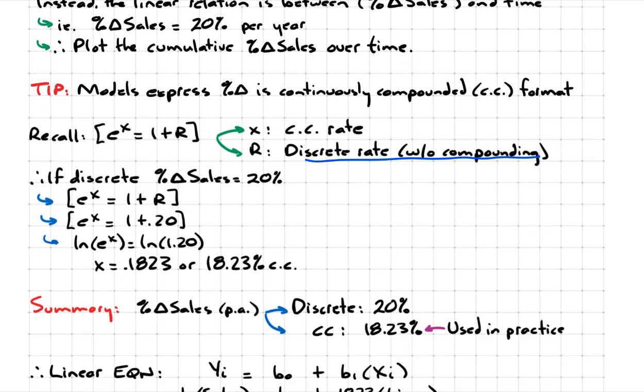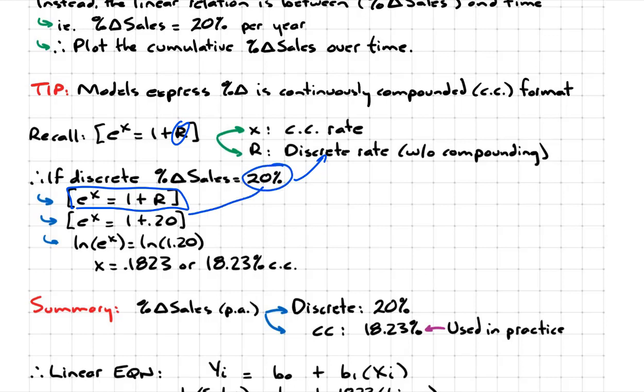So let's illustrate with an example. In our case, we were told that the percentage change in sales is 20% per year. So the default assumption is that this is discrete. So if it's continuous, they would actually have to come out and tell us it's continuous. So what we need to do is we need to convert from discrete over here to continuous. So there's that framework again. And so we're just going to plug in the discrete rate. So the 20% is entered as 0.20.